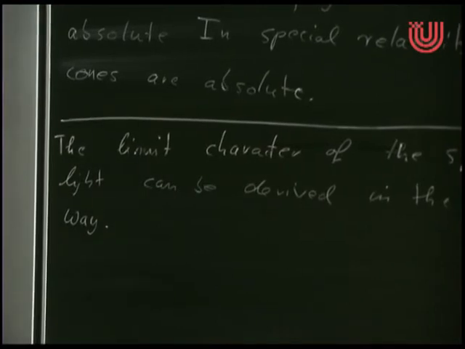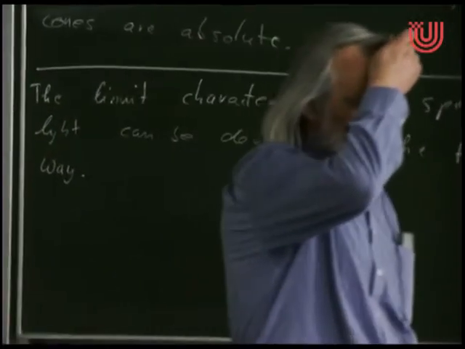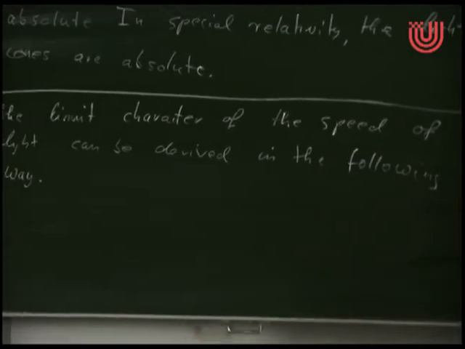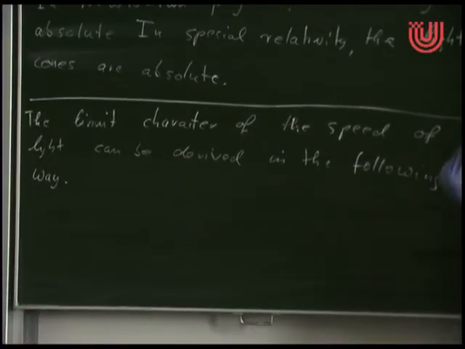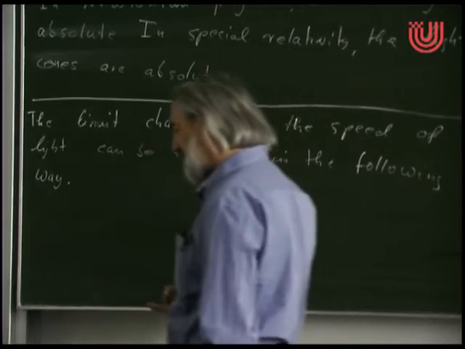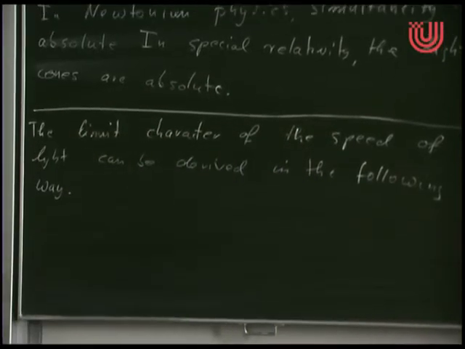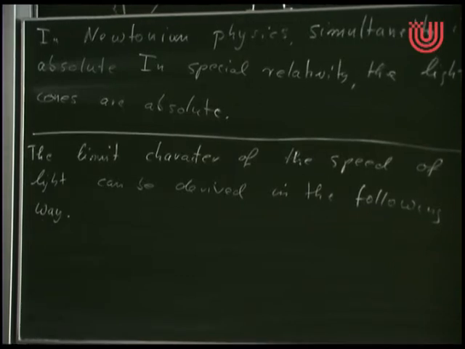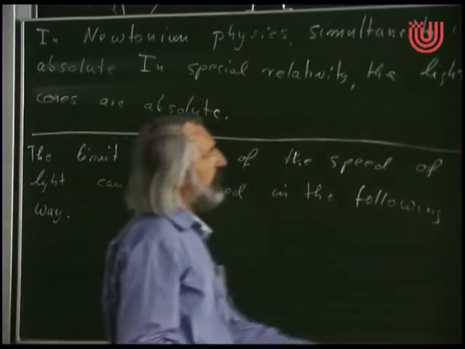So let's assume for the time being that it is possible to have signals which move faster than light. Then I will construct a contradiction with causality. So I construct something where the cause is not preceding the effect, but it's the other way around. And the way in which I do this is the following.